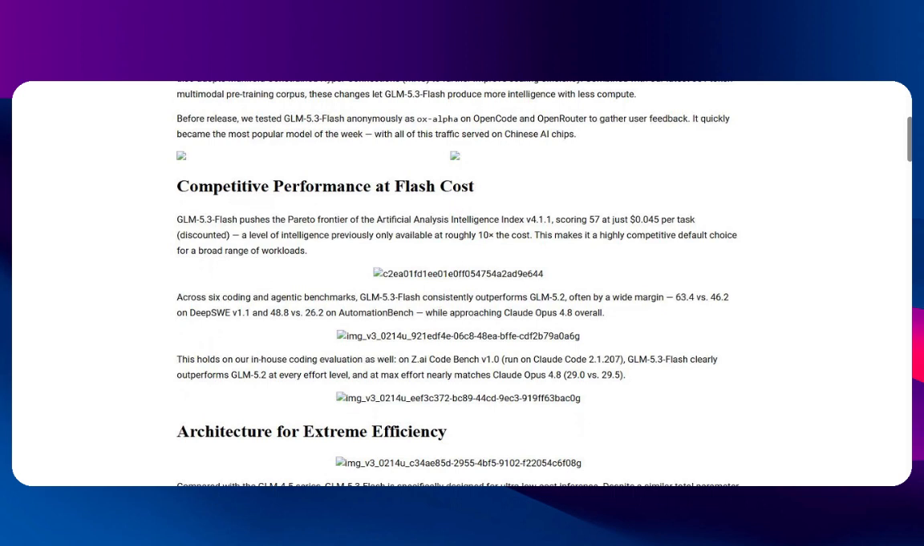Z.ai also says that on its own code bench, GLM 5.3 Flash reaches 29.0 at maximum effort, almost matching Claude Opus 4.8 at 29.5. So the real story isn't just performance, it's how much intelligence you're getting for the money.